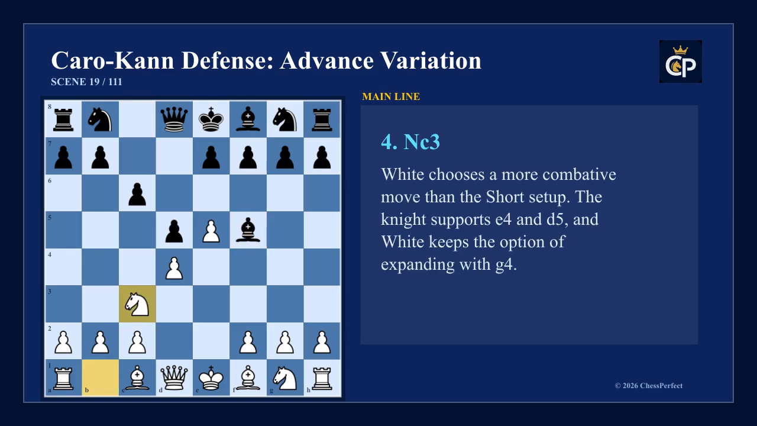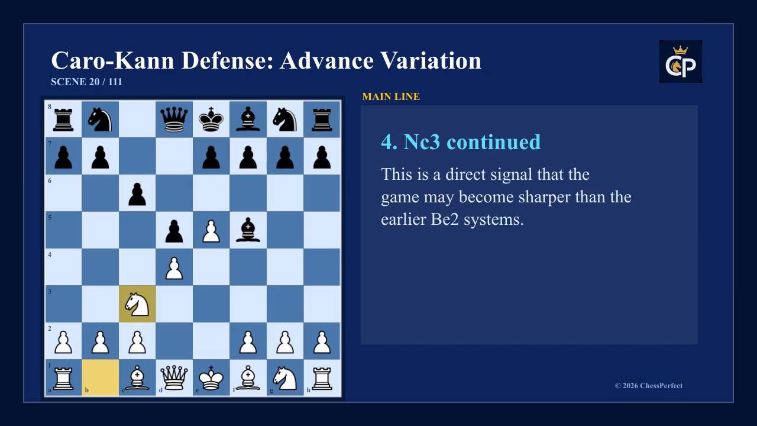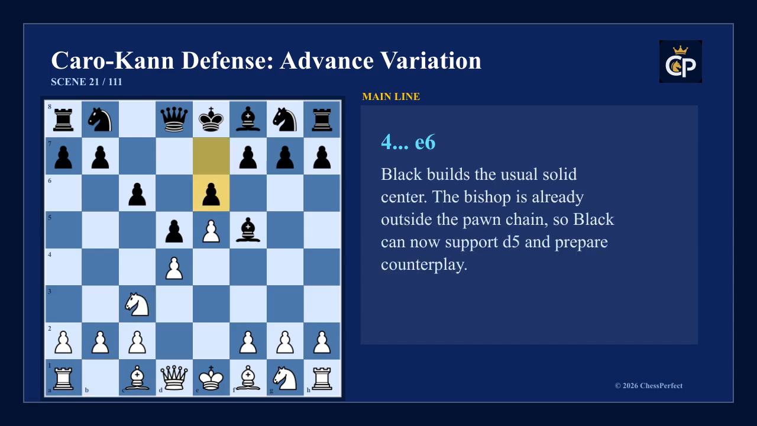Knight c3. White chooses a more combative move than the short setup. The knight supports e4 and d5, and white keeps the option of expanding with g4. This is a direct signal that the game may become sharper than the earlier b2 systems. e6. Black builds the usual solid center. The bishop is already outside the pawn chain, so black can now support d5 and prepare counterplay.